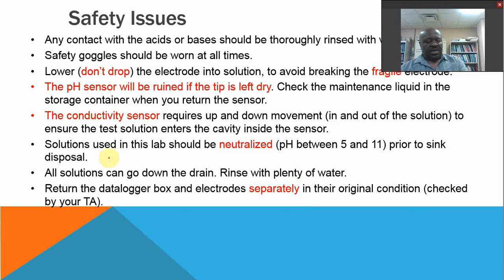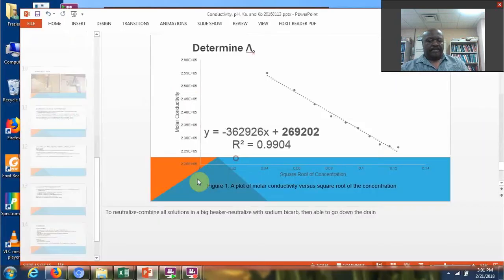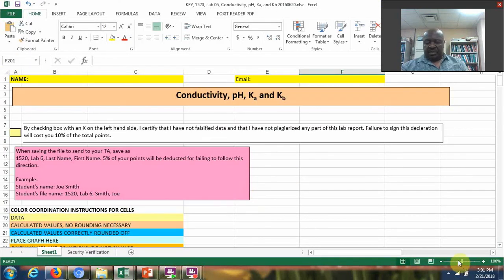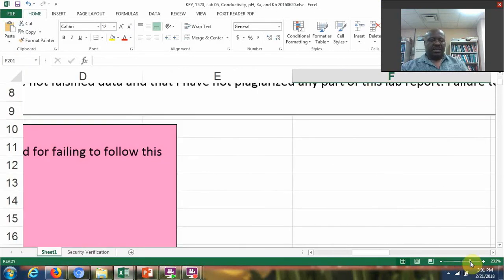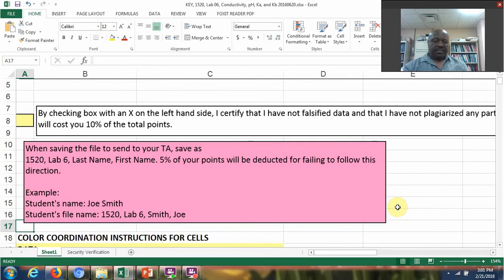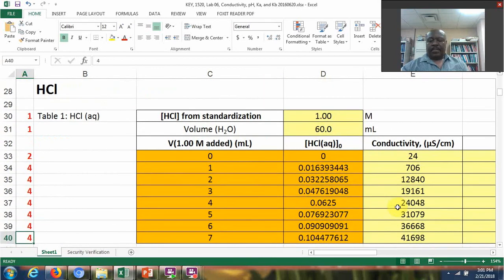Why don't we take a look at the spreadsheet? How do I get there? Yeah, there we go. See, that's our spreadsheet. Too big. All right, see if I can get there. Let's decrease the size a little bit.